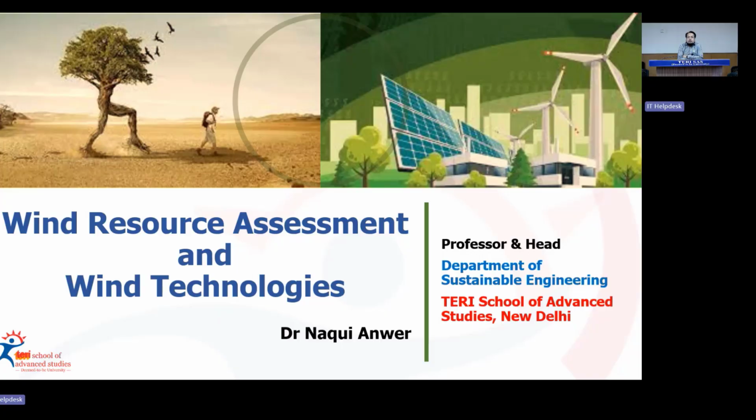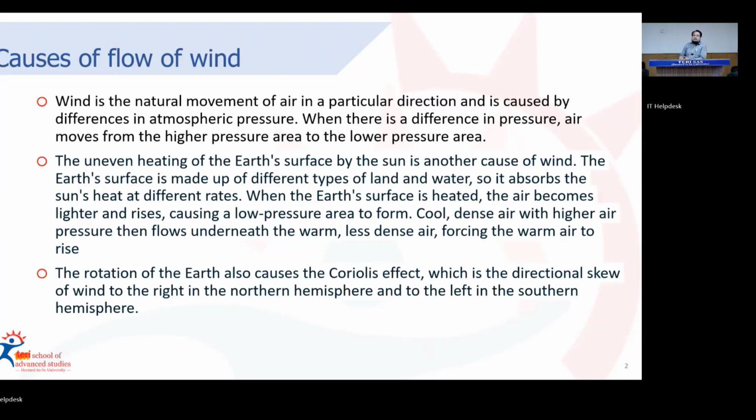So it's the process to determine the availability of wind and to assess whether that available wind can be converted into wind energy or not. So let's begin. First of all, let us try to understand what are the main causes of flow of wind.